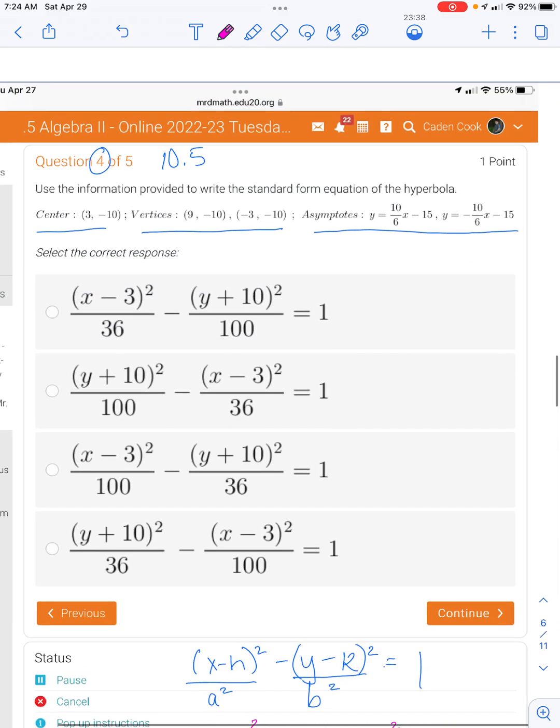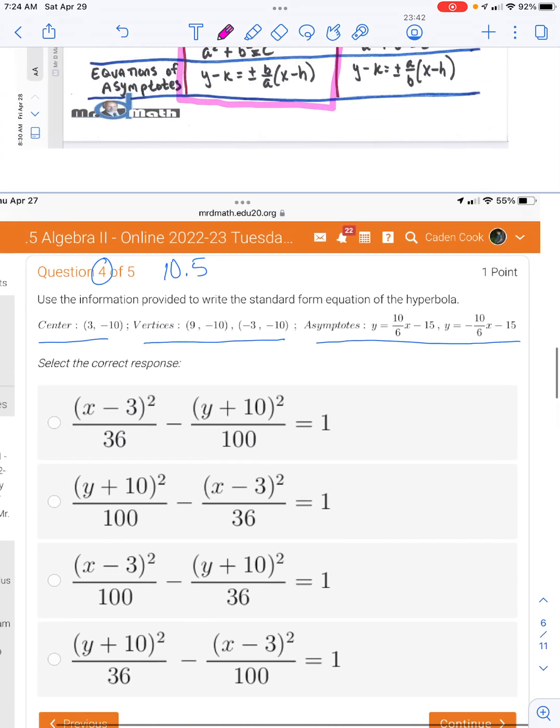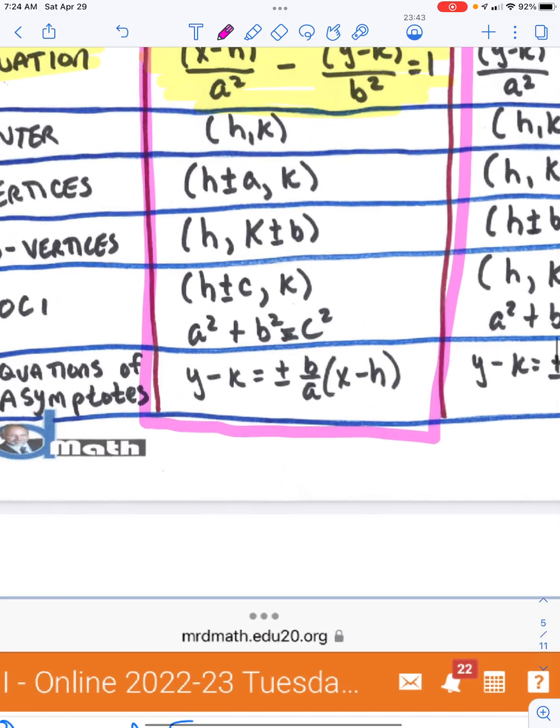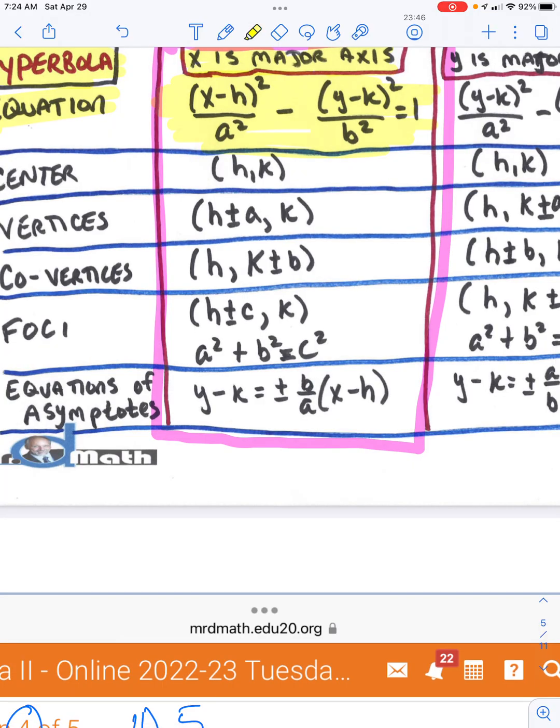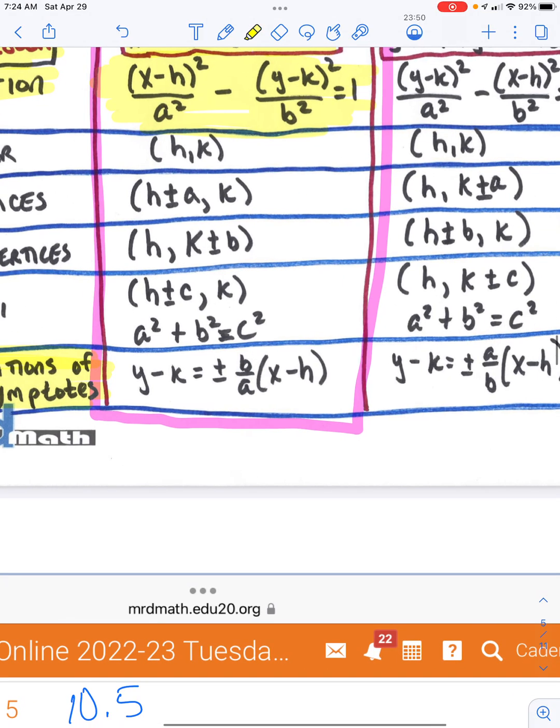Well, this is where your equation for asymptotes comes in. So let's go back up here to the chart. You're going to notice at the very bottom of this reference sheet is the equations of asymptotes. The part that's going to be important to us is whatever reflects where we might be able to come out with some information regarding b squared and a squared. Well, we notice right here that we have b over a.